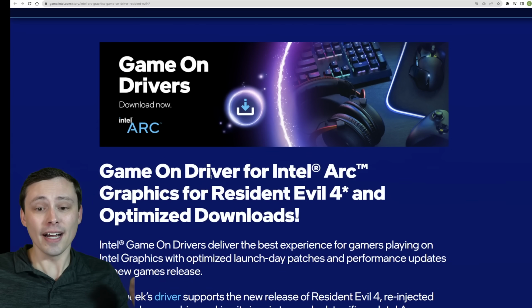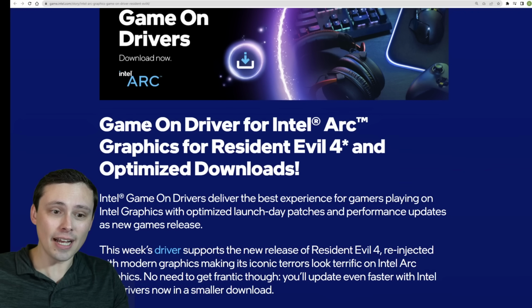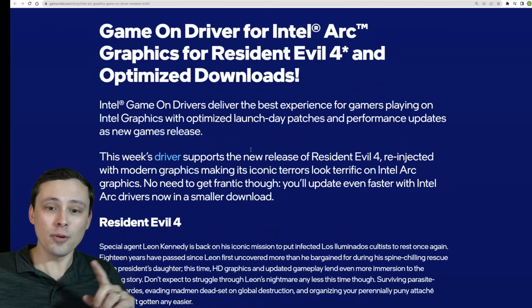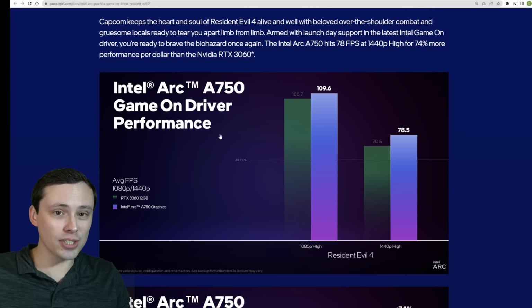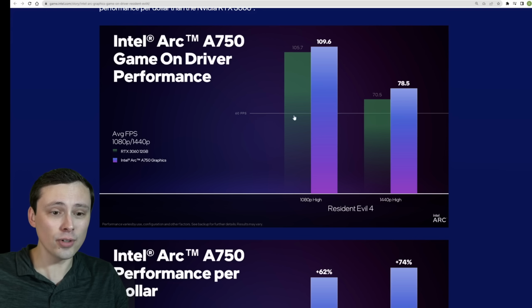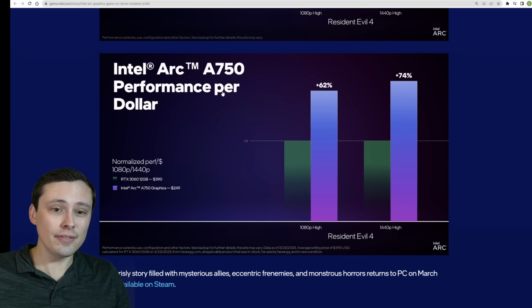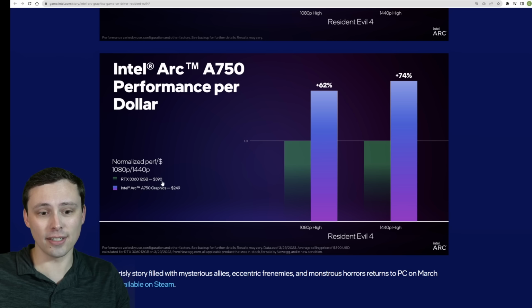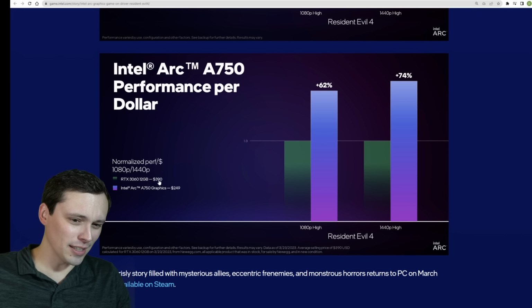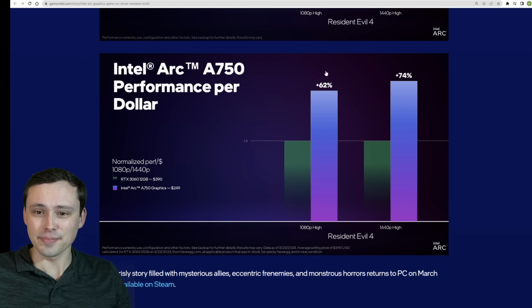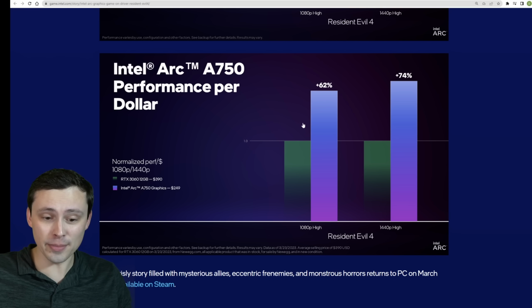But anyway, speaking of graphics drivers, Intel has a new graphics driver out. And while it's not just optimizations for Resident Evil 4, they've got some interesting slides, although they do tout their Resident Evil 4 performance as their A750 being a little bit better than the RTX 3060 at both 1080p and 1440p. And they mentioned that if you look at it as performance per dollar, because the A750 costs $249 and the 3060 costs $390, although you can actually get them for less than that, but whatever. Anyway, it's still a big price to performance advantage.